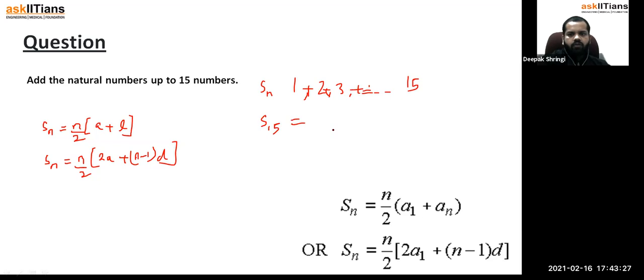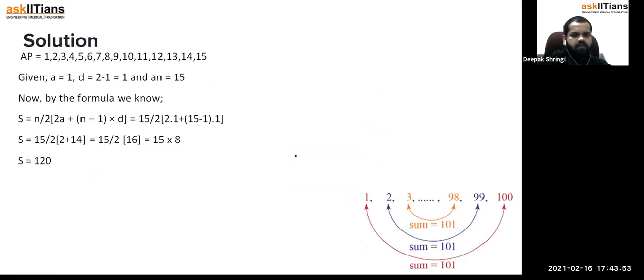S15 will be equal to n upon 2. N is 15 upon 2. 2 into A, A is 1, so 2 plus n minus 1. N is 15, 15 minus 1 is 14 into D. D is also 1. So 14 plus 2, 16. 16 upon 2, 8. And 15 into 8 will be 120. So S of 15 will be equal to 120. Right, guys? So we have calculated using the formula Sn is equal to n upon 2, 2A plus n minus 1 into D, right?